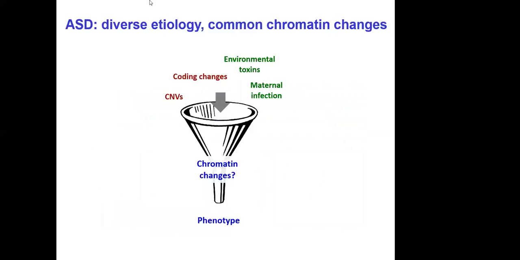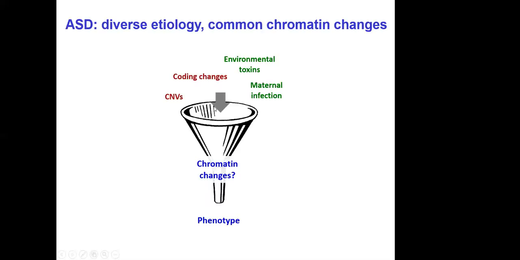So here's our model. Autism has diverse etiology. It has coding exome changes. It has copy number variants that cause autism, the environmental toxins, maternal infections, and so on. So very diverse. But they all converge on the same phenotype, or overlapping phenotypes, which is those 3 diagnostic criteria I mentioned.